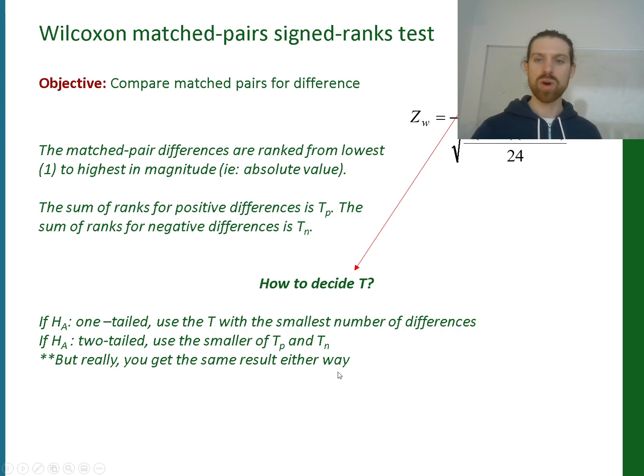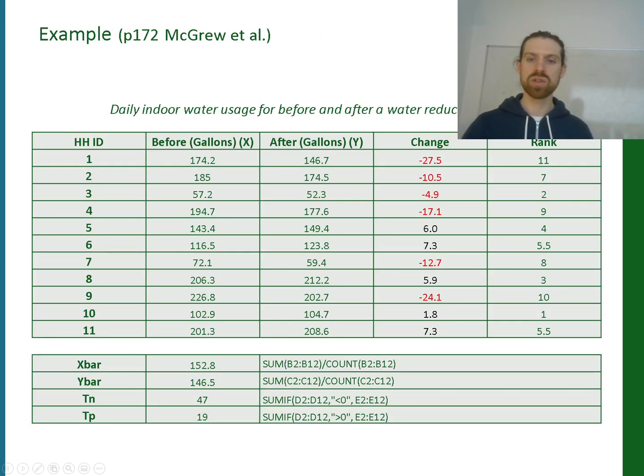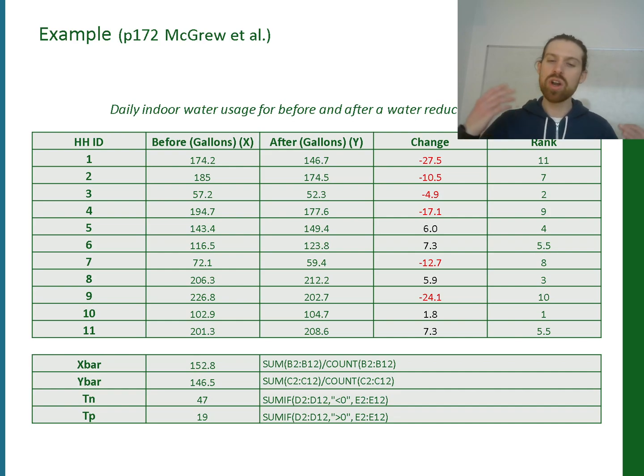Okay, but you get quite similar results either way, but we have these formalized rules, and I just wanted to make you aware of them because it's good to know exactly how to use this test. So there's an example if you want to follow this within the book on page 172 of McGrew et al. What I've done here is I've just placed the data into a very simple table, and you're able to recreate this in Excel if you want to. This just gives you another way to understand how these data are actually arrived at.